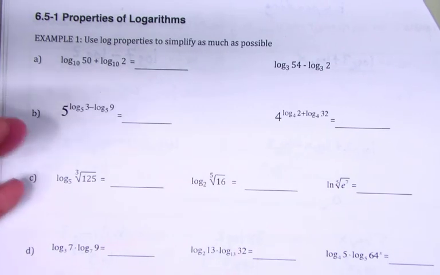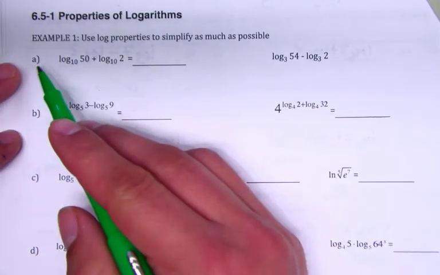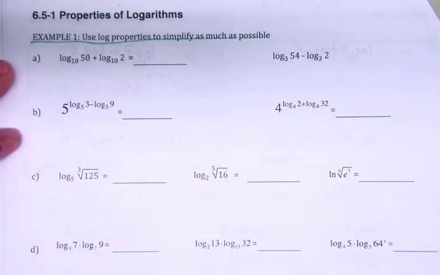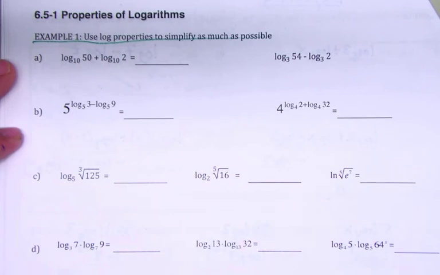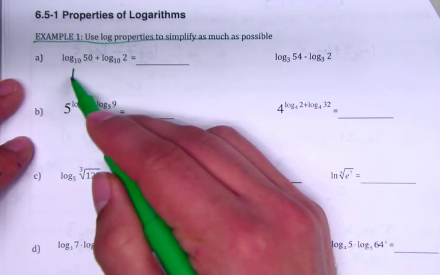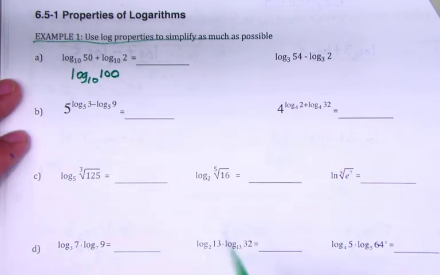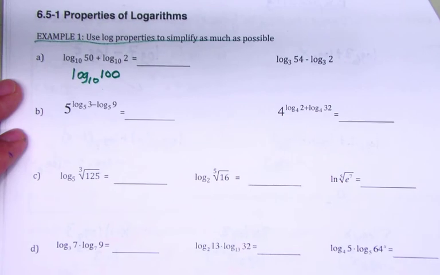But you know what? Now we're going to use them in context of actually just simplifying things. Okay, so let's look at A. See, now they don't tell us what properties to use. Okay. So you got to tell me, if I'm adding, what could I do? So this is log base 10 of what? 100.